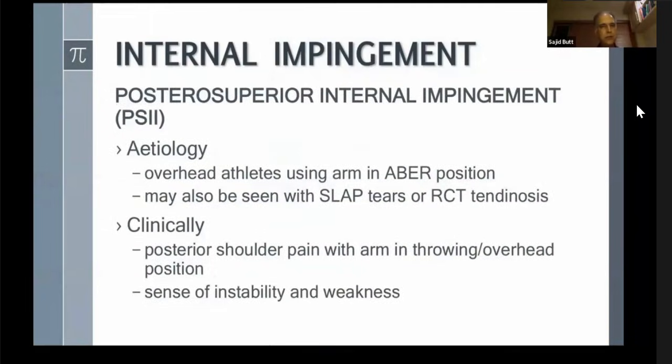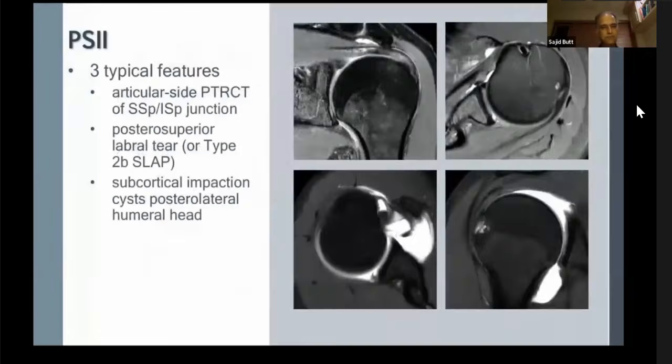So you've got the classical posterior-superior internal impingement category. These are the patients who get overhead athletes using arm in the abduction external rotation positions. So they may also have SLAP tears and rotator cuff tendinosis. Clinically, they've got pain in the throwing movements. So the surgeon will ask you if they've got a SLAP lesion or not. And when you see the MR, what do you get to see? You can see articular side partial thickness rotator cuff tears of supraspinatus infraspinatus junctions.